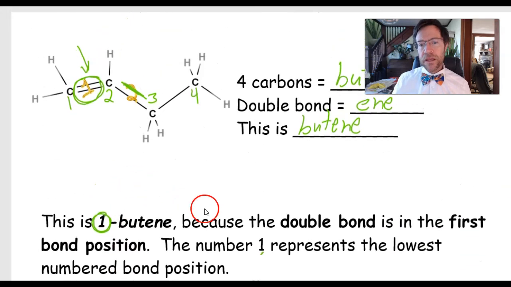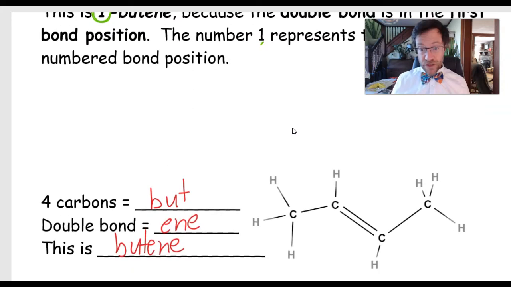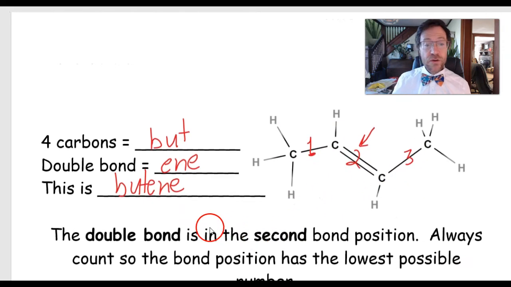So I'm going to come up here and I'm going to correct this. Remember, this is 1 butene. This is 2 butene, because my double bond right here, it's not at the end. See, this is bond position 1, bond position 2, bond position 3. So this is going to have to be, what am I doing? I am messing up. I messed up. Can you believe I made a mistake?